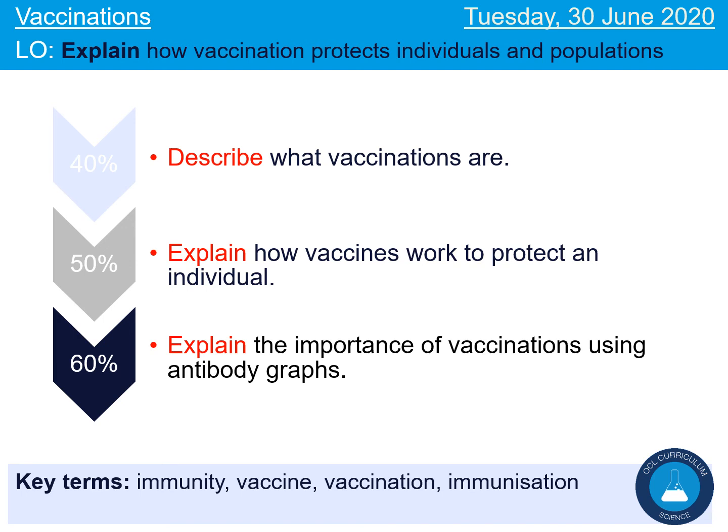In this video, we are going to be recapping our knowledge on vaccinations and antibody graphs. We are going to be going through the following 3 learning objectives. Firstly, describing what vaccinations are. Secondly, explaining how vaccinations work in order to protect an individual. And thirdly, explaining the importance of vaccinations using antibody graphs.